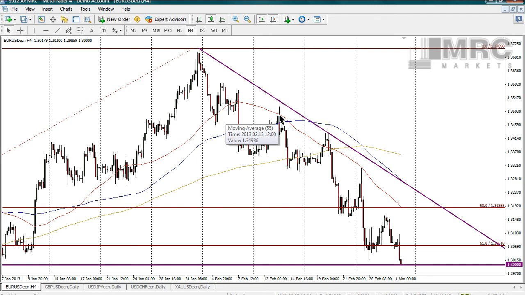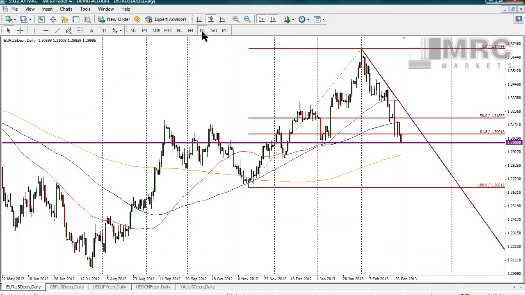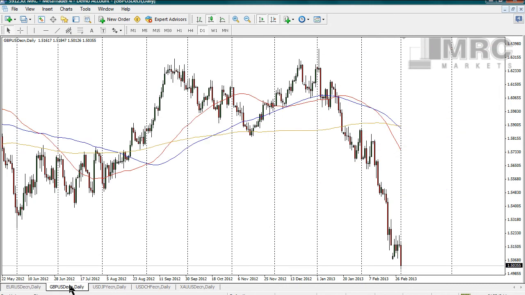So that's how I've got my chart set up, and I'd highly recommend just keeping that perspective in mind and keeping that set up on your charts. Yeah, so that's basically it for the euro dollar. Let's have a look at the cable chart now.